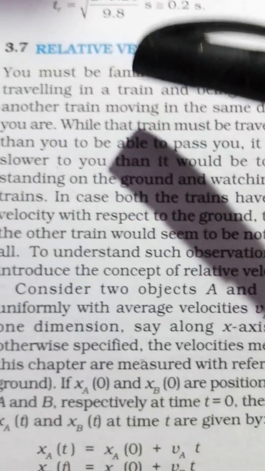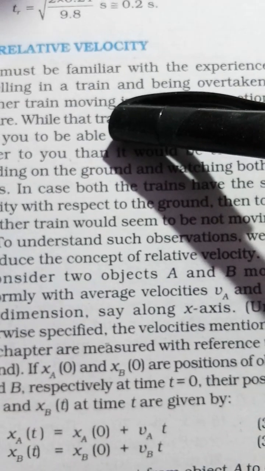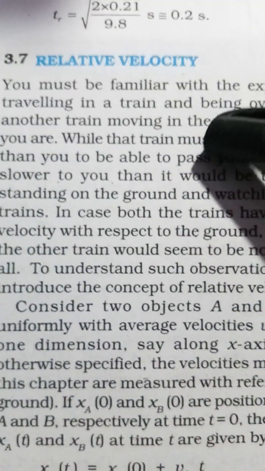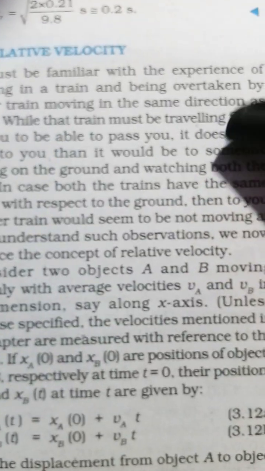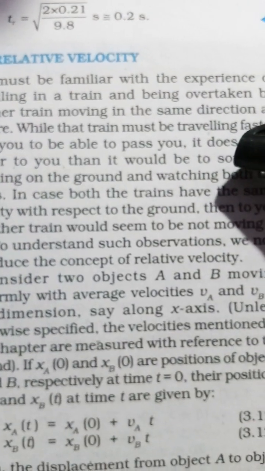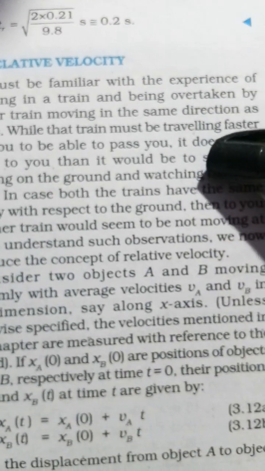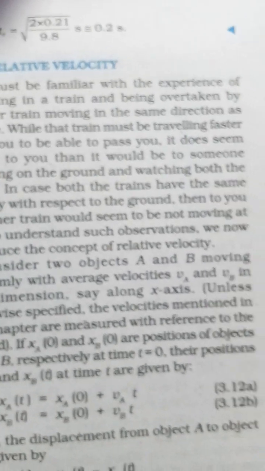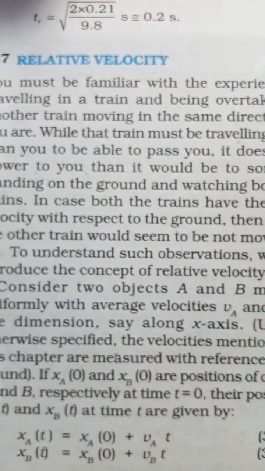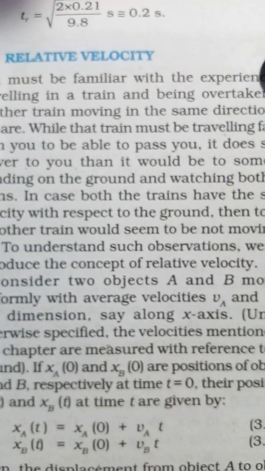Dear physics aspirants, right now I have the chapter Motion in a Straight Line, and subtopic 3.7 is relative velocity. You must be familiar with the experience of traveling in a train and being overtaken by another train moving in the same direction as you are, while that train must be traveling faster than you to be able to pass you.